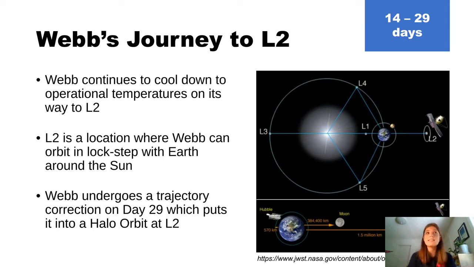That means that anytime in its mission, it's going to have this really stable thermal environment, which is really important for its imaging in the infrared. And so Webb will undergo a trajectory correction on the 29th day, roughly, after launch, which is going to put it into halo orbit there. And it's going to be pretty far away when this happens. That's something that a lot of people may not recognize about Webb at first.